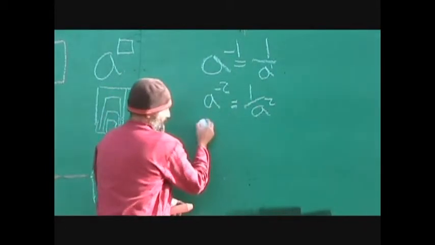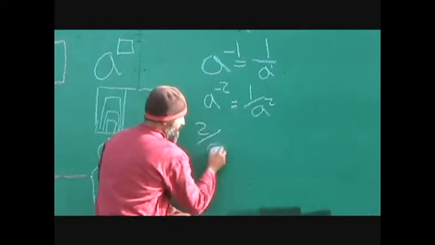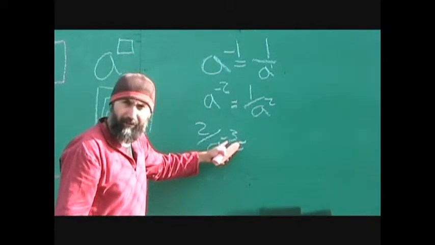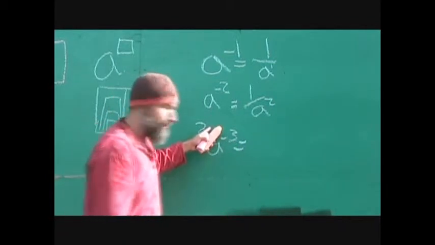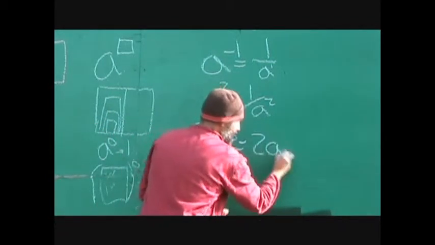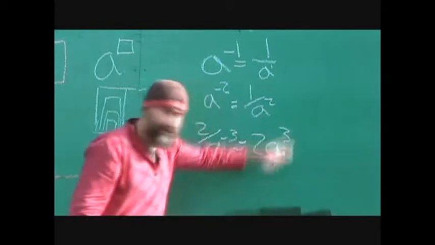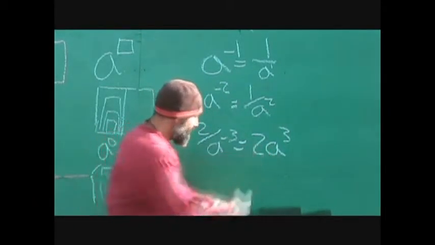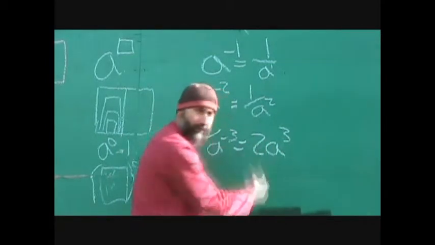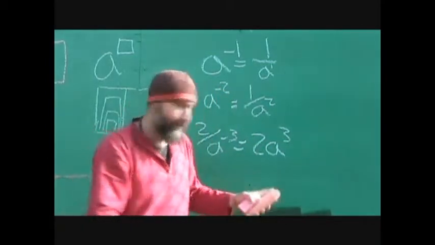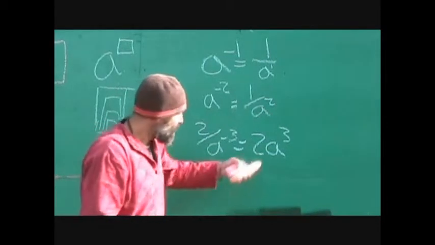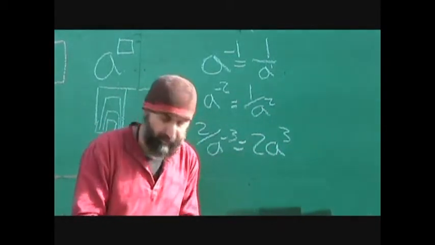So if you had 2 over a to the negative 3, the negative power down here kicks the a up top. So this becomes 2 to the power of 2a cubed. Now this cube only applies to the a because there's no bracket here saying it applies to both of them. So keep track of your variables and your numbers. Don't do operations to numbers that they're not supposed to be done to.